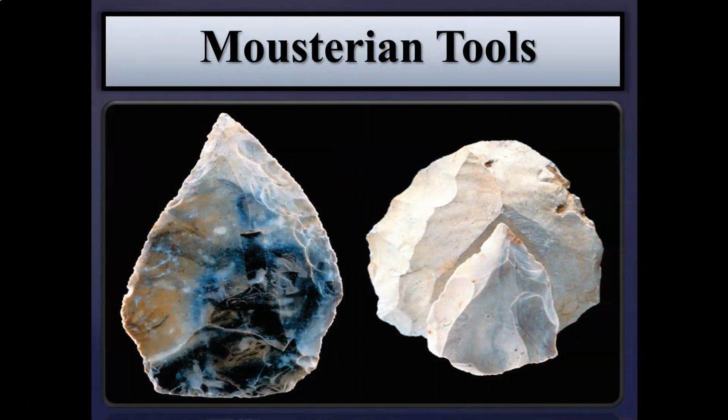So these are the Mousterian tools that I was talking about. These are more refined and more sophisticated than the Acheulean tools that we saw with Homo erectus.